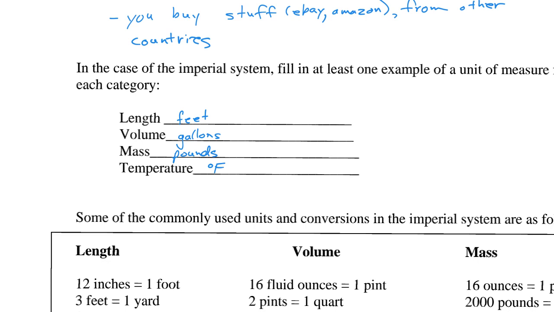Now, the other kinds of lengths that we have in imperial are miles and inches. We also have, along with gallons, quarts and fluid ounces.